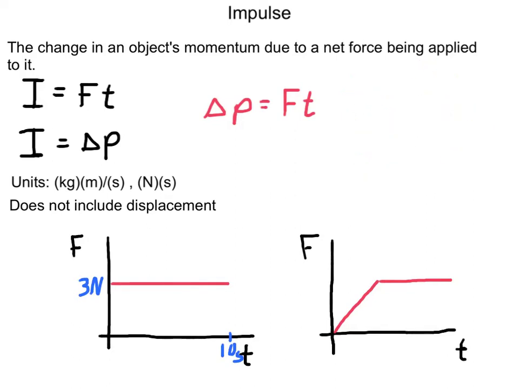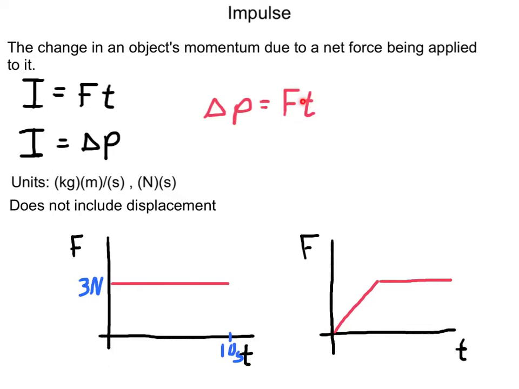These two are the same: force times time is the same as your change in momentum. Units: kilogram meters per second, also the newton second, same thing. Whenever you break down what the newton is, it comes out to kilogram meters per second. The key with these equations is that they do not include displacement. They include time, but not displacement.